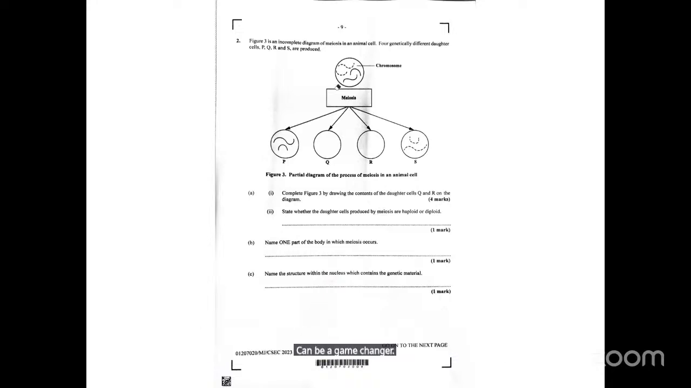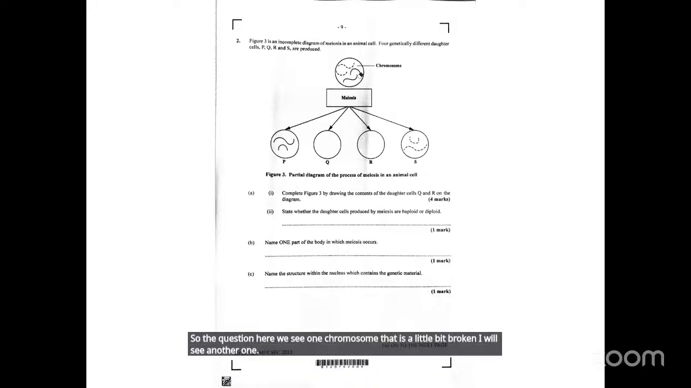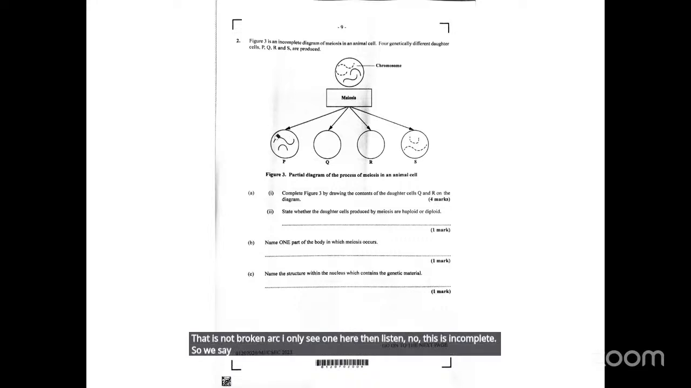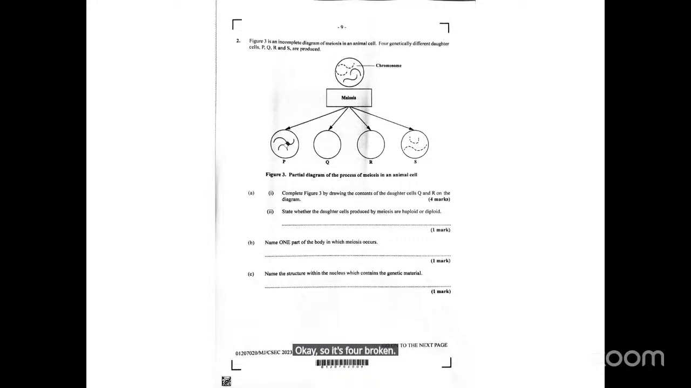Then now, we are going down based on the question. So the question here, we see one chromosome that is a little bit broken, and we see another one that is not broken, and we see one here. Then we say, no, this is incomplete. So we see there is one long one here, one short one here, one U one here, one broken one here. Okay. So it's 4 broken, right? So we see two of the same here. So we said complete figure 3 by drawing the contents of data Q and R on the diagram.